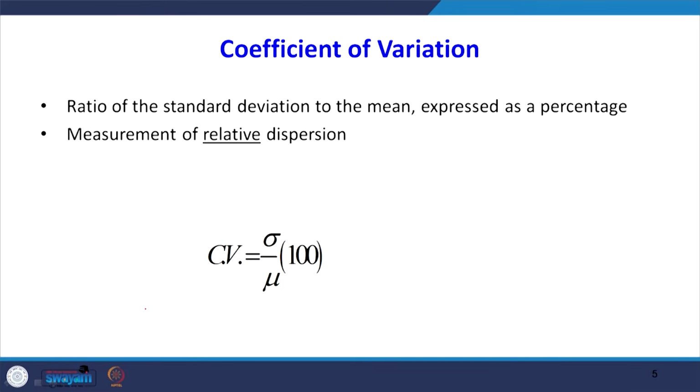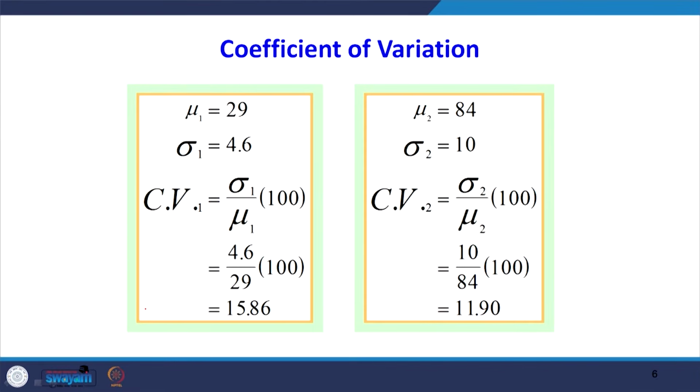Already we have the standard deviation, so what is the purpose of this coefficient of variation? That we will see in the next slide. Look at this. Say stock A and stock B, or stock 1 and stock 2. Mu 1 is 29, sigma 1 is 4.6. The other one, mu 2 equals 84, sigma 2 is 10.